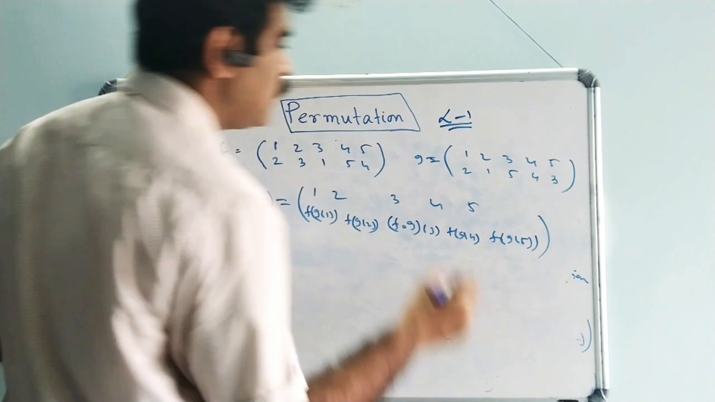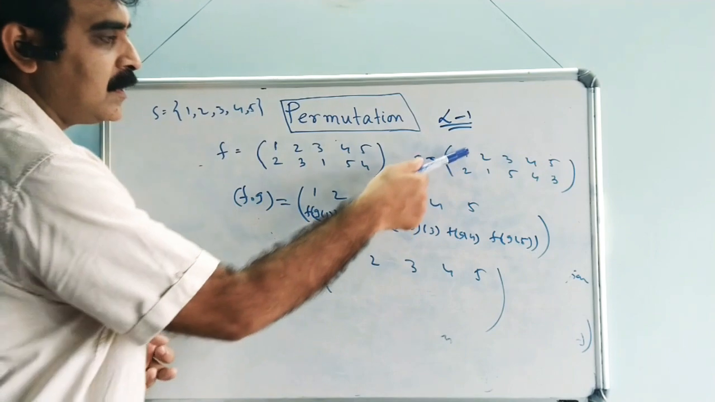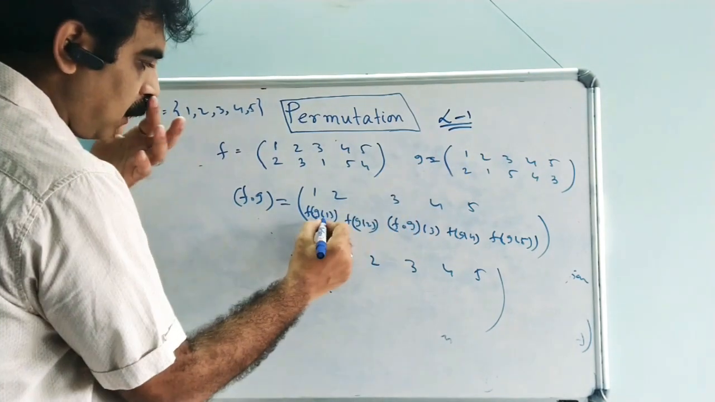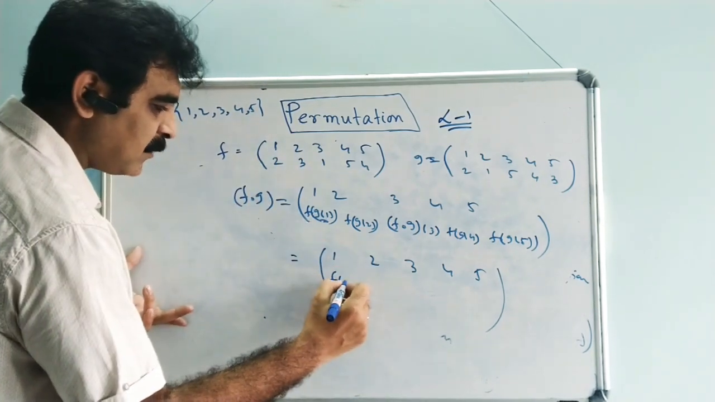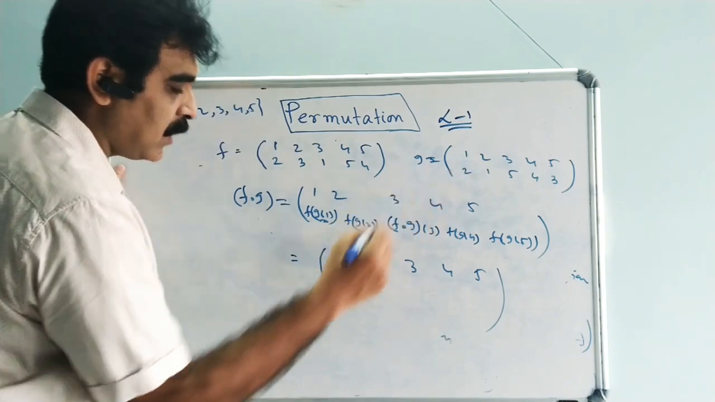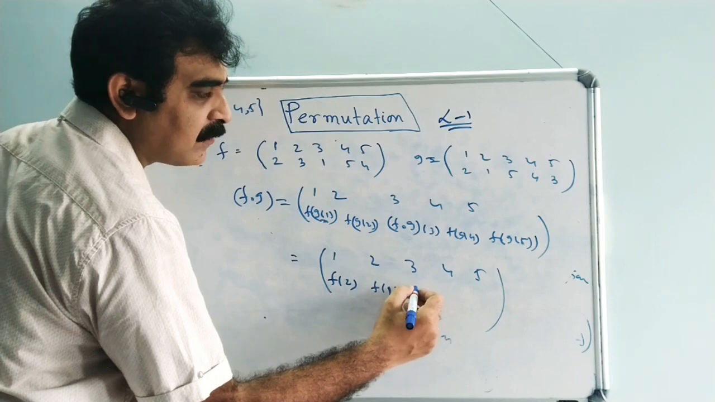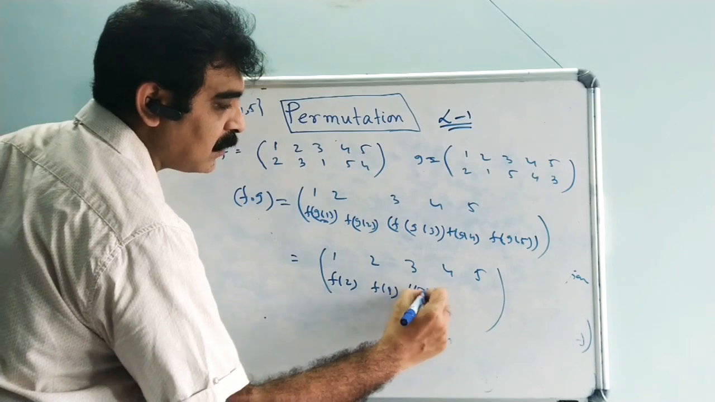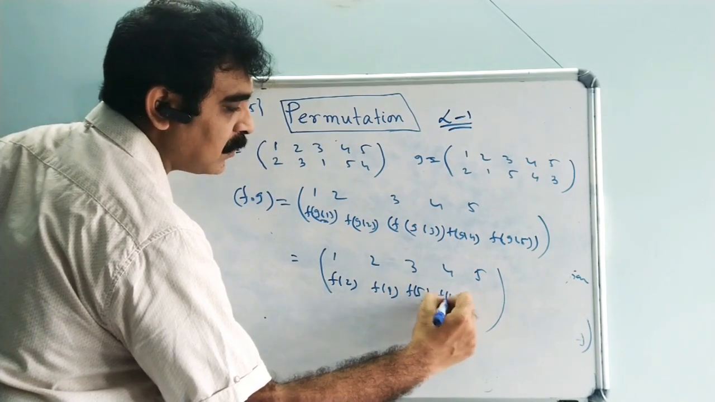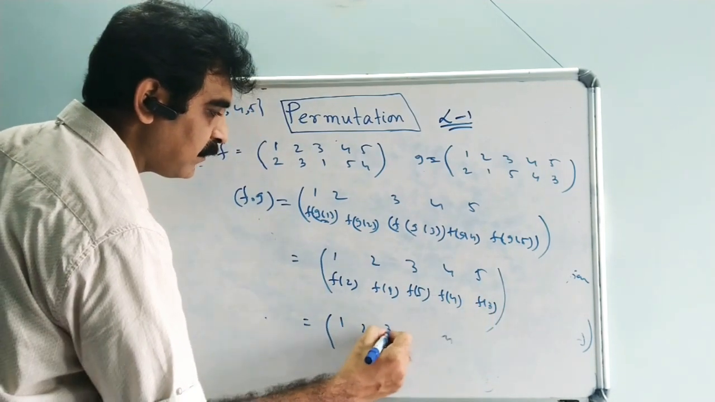Now we see that G(1) is 2, and if we put this 2, F of 2 is 3. That is the first part. We can write the values of G: G(1) is 2, G(2) is 1, G(3) is 5, G(4) is 4, G(5) is 3. Then we can write this.